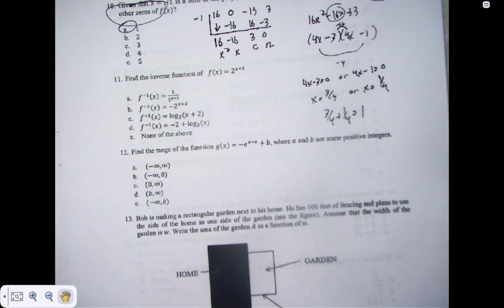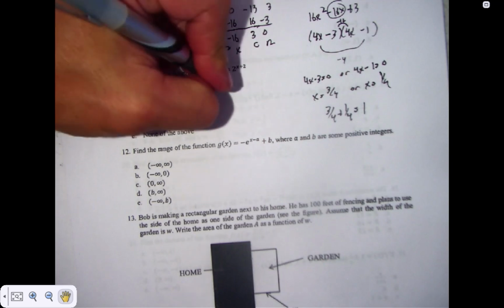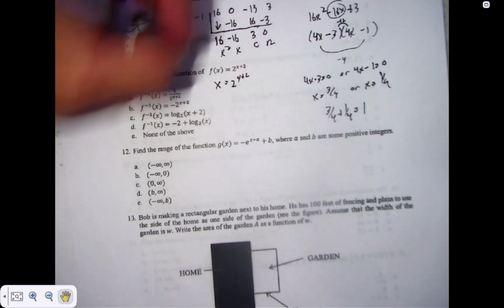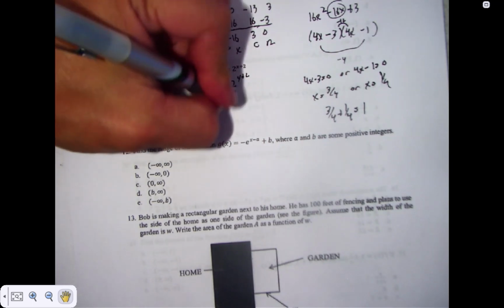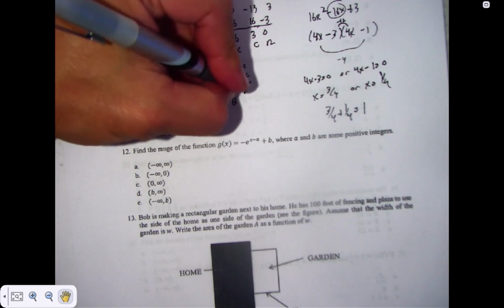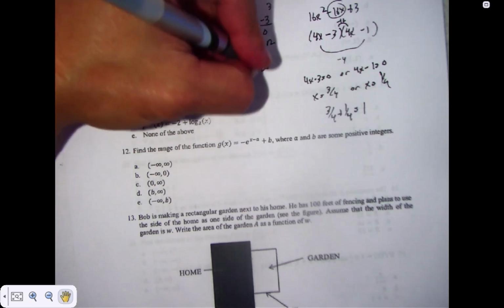Find the inverse of this function. All right. Again, we'll do our swapperoonie. x is 2 to the y plus 2. This is a base. This is an exponent, which means that this is my answer. And I'm doing the whole log is bay idea.